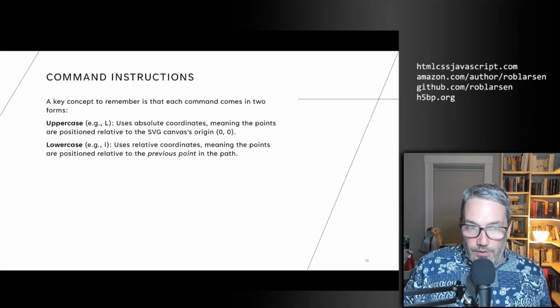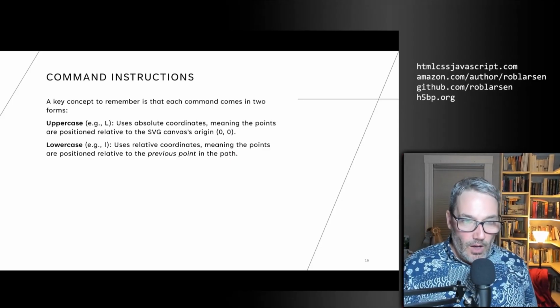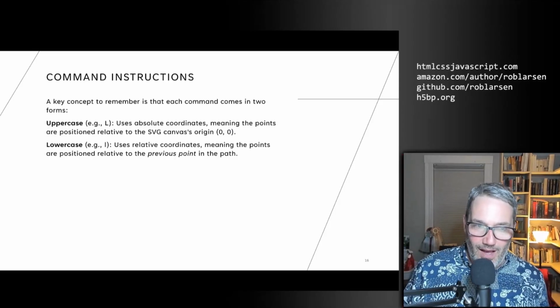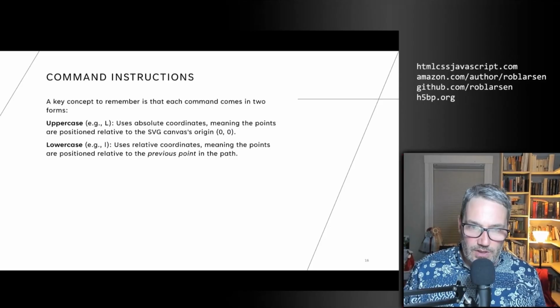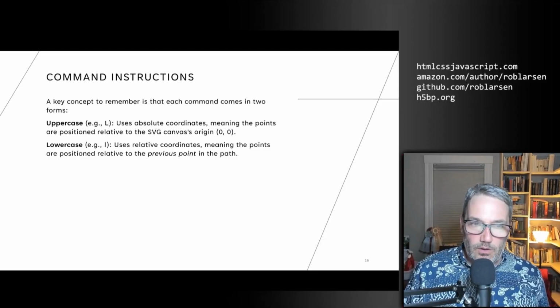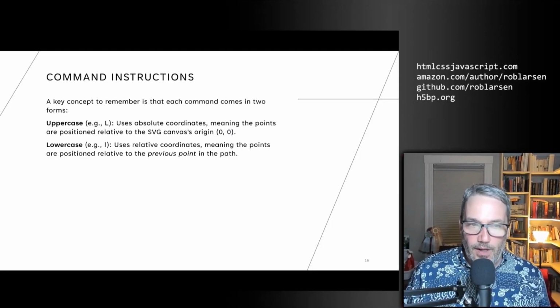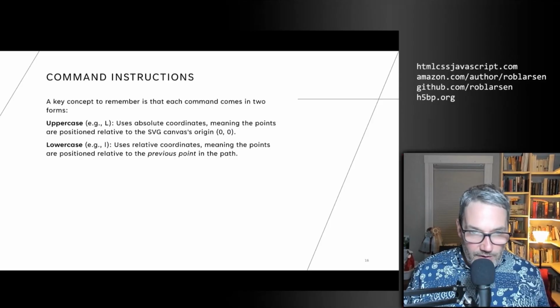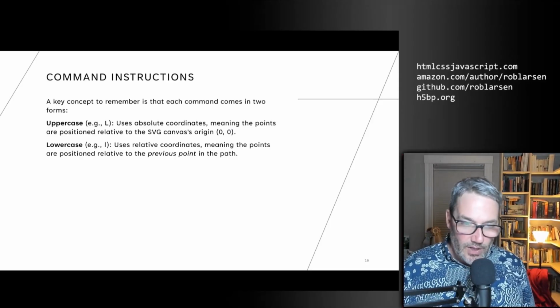Command instructions. Okay, so a key concept to remember is that each command instruction comes in 2 forms. Uppercase, that uses absolute coordinates, meaning the points are positioned relative to the SVG canvas's origin. Lowercase uses relative coordinates, meaning the points are positioned relative to the previous point in the path. Both of these make sense at certain times, and you can start to imagine use cases for each version.